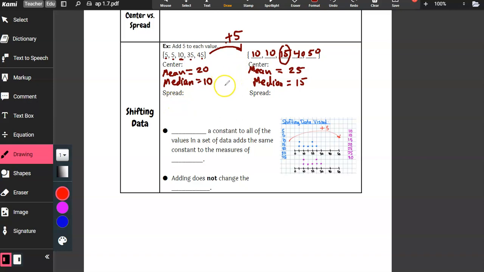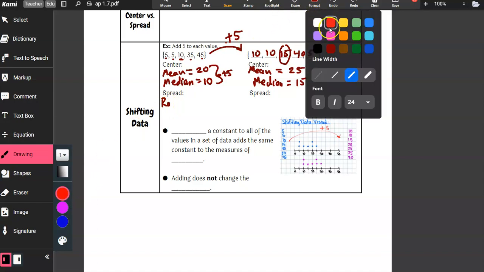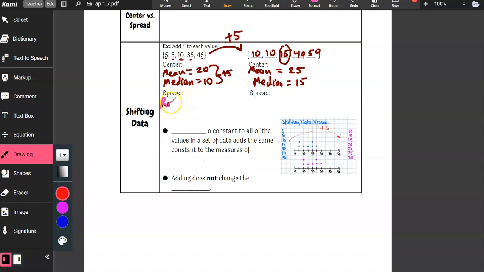and look at what's happening here. The mean, the old set had 20, the new set has 25. So by adding a 5 to all the values, it increased this. The mean went up by 5 and the median went up by 5. The spread. Let's talk about the range. Let me use a different color. Let's talk about the range and the IQR.